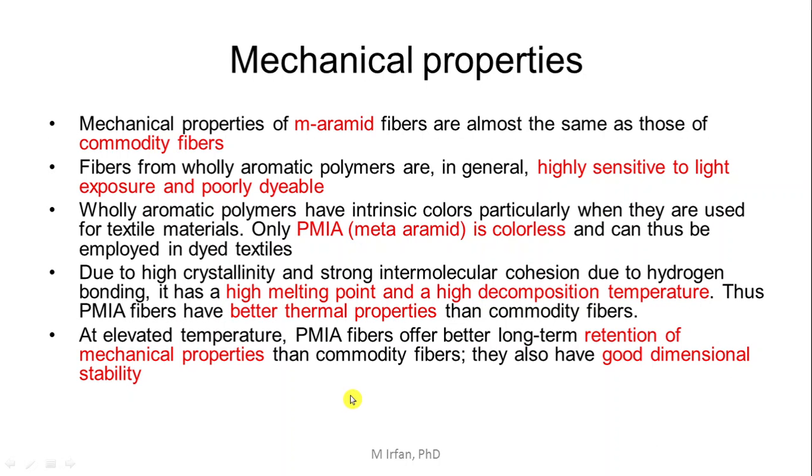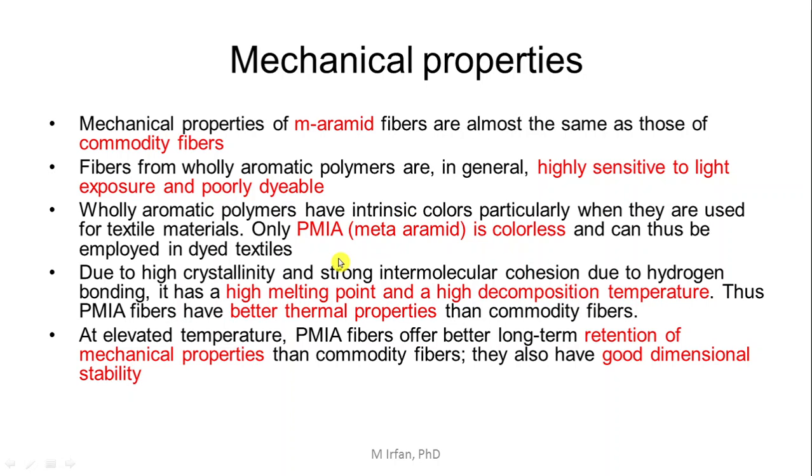The mechanical properties of meta-aramid fibers are almost comparable with those of commodity fibers, and the meta-aramid fibers are highly sensitive to light exposure and poorly dyeable. Since aramid fibers have intrinsic color, they exhibit yellowish or golden color, but meta-aramid fibers are colorless and therefore they can be dyed for textile applications.